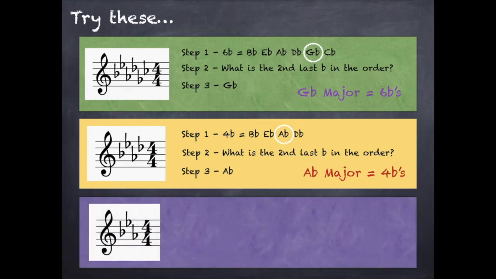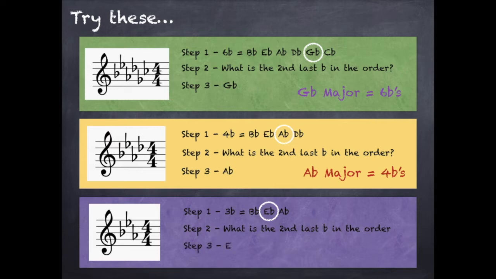What about this one? 3 flats. Step 1, identify the 3 flats, B flat, E flat, and A flat. Step 2, what is the second last flat in the order? So step 3, the second last flat is E flat. So the answer, it's E flat major. E flat major has 3 flats.